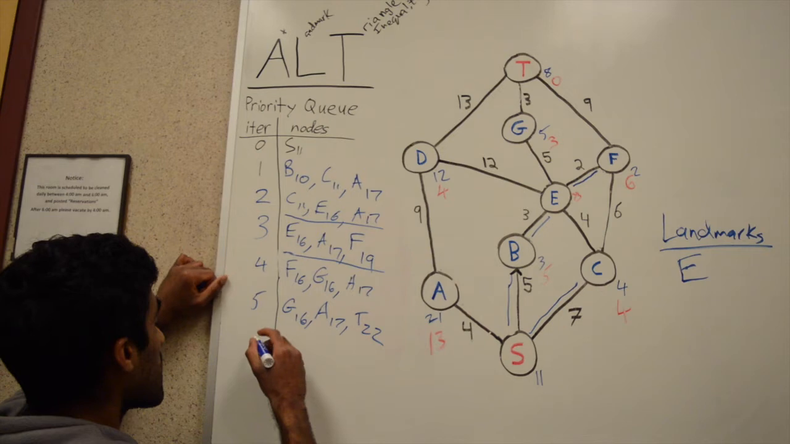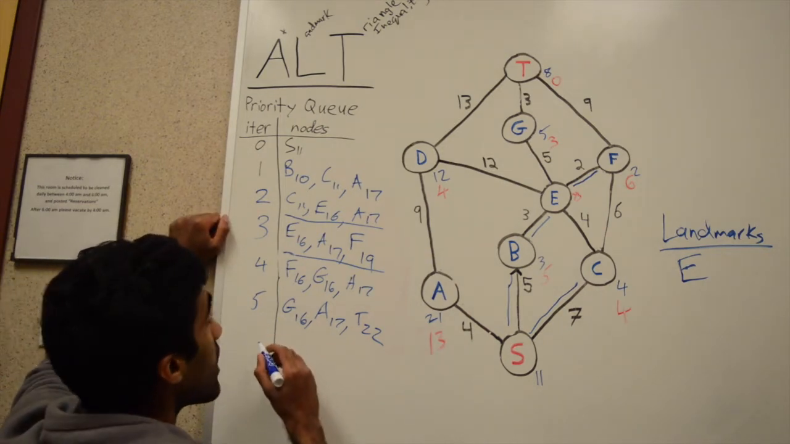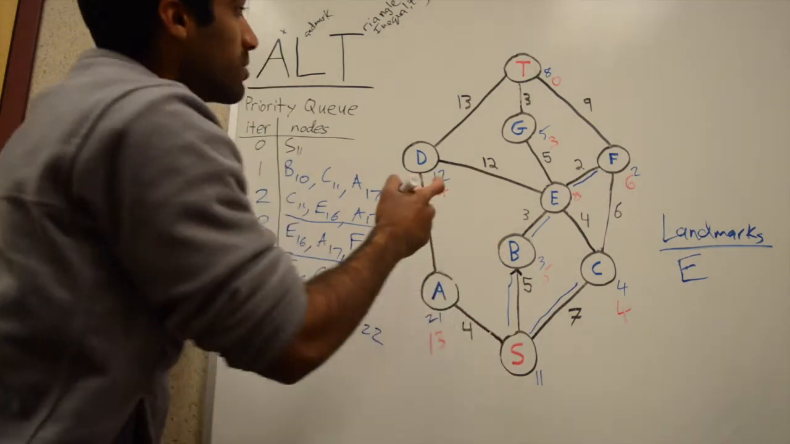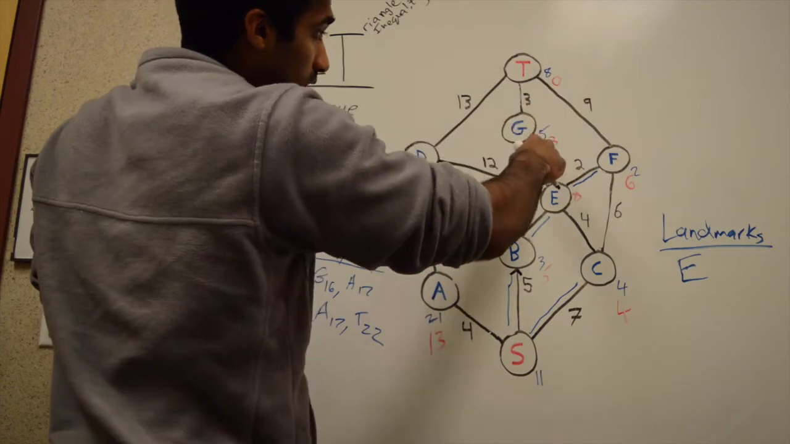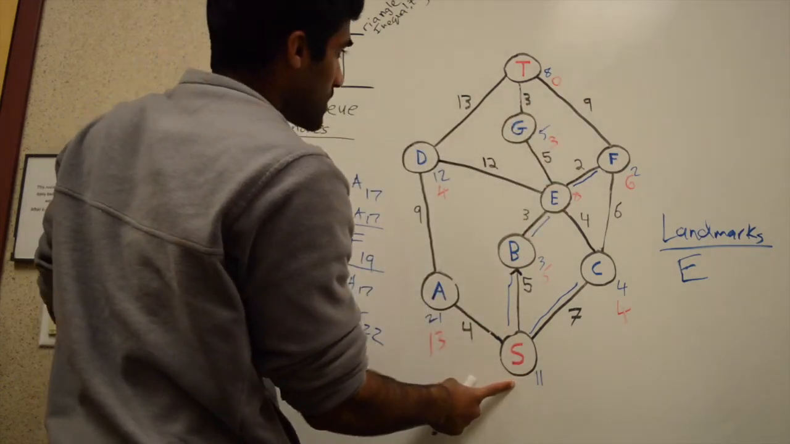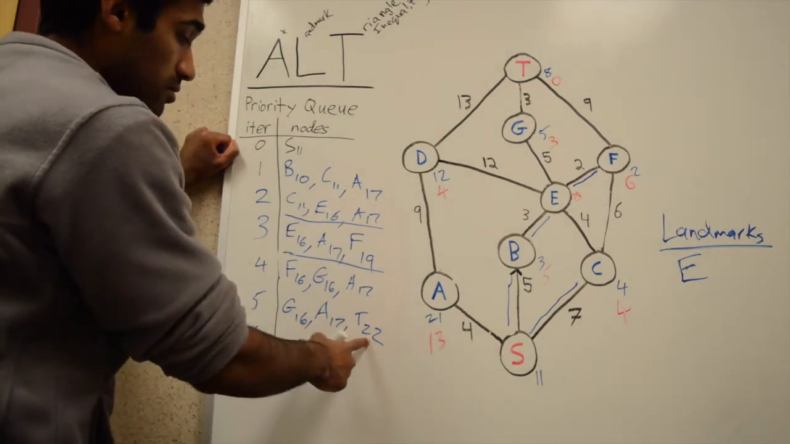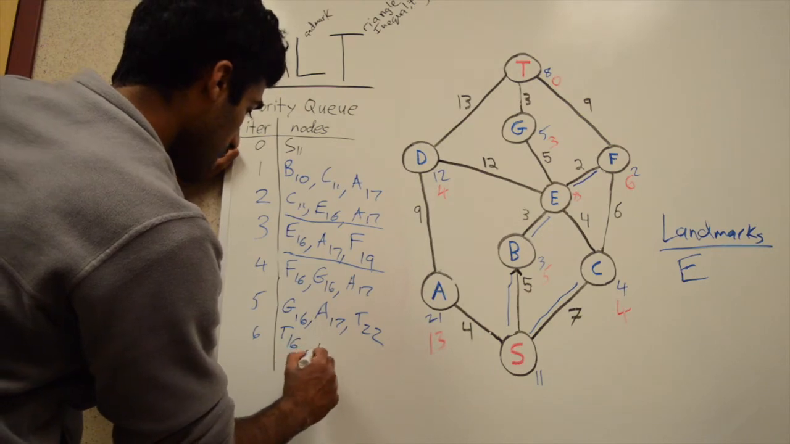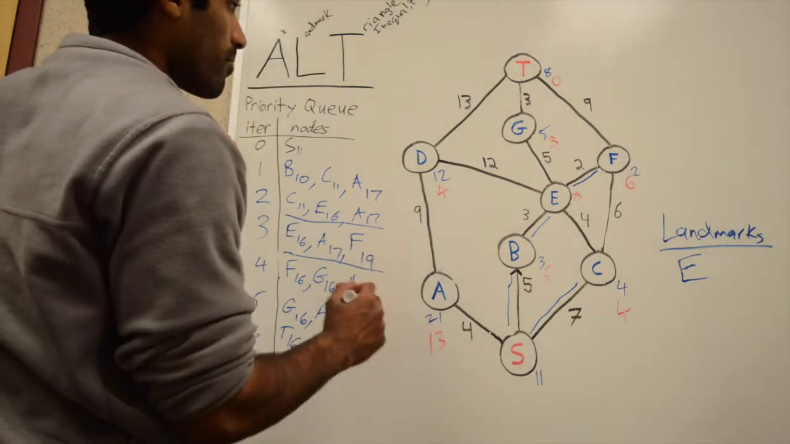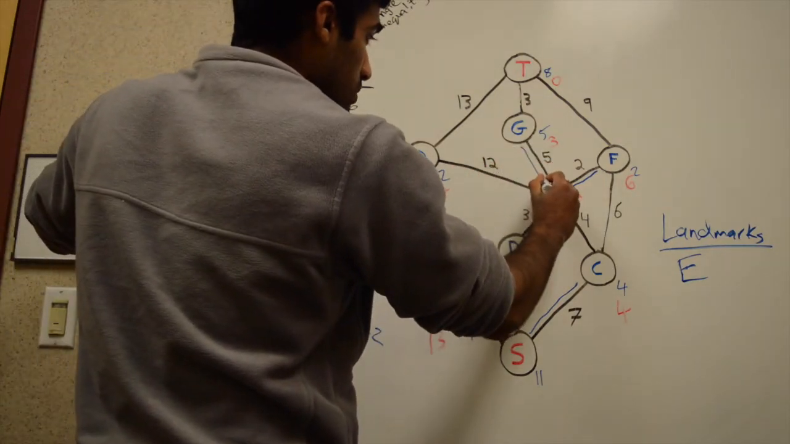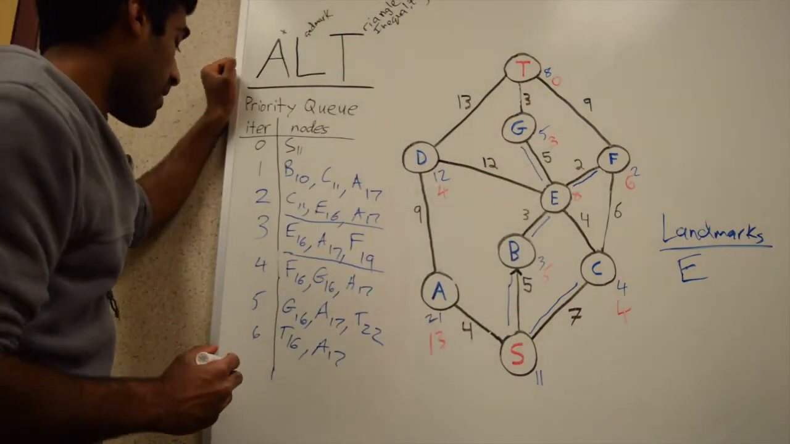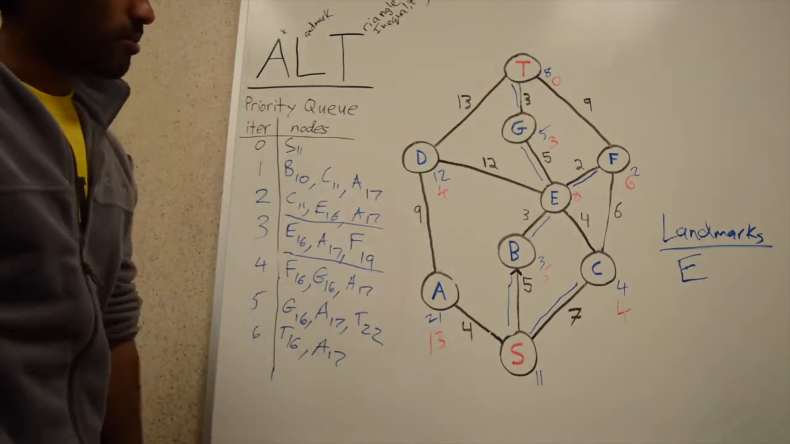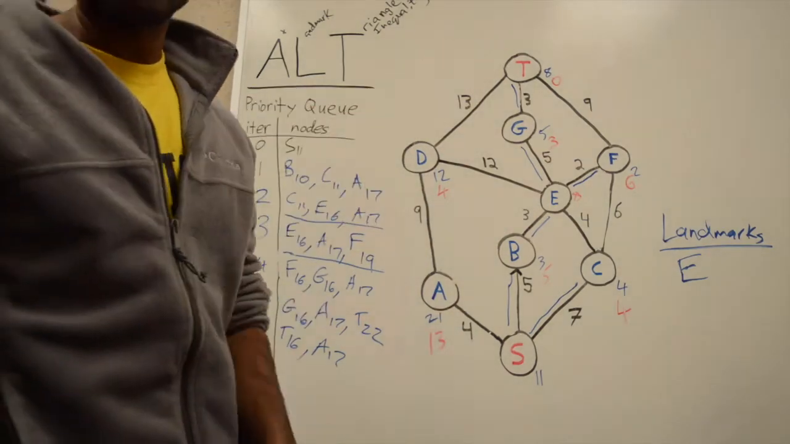Okay, now we're going to pop G off the queue, and G lets us examine T again. And this time T's value is going to be a heuristic 0 plus its distance from S, which is 16 in this case. And so we're going to update T's total value in the queue, and it's now going to be T of 16, A of 17. And then this edge will be examined, and then we'll pop T off the queue, at which point we would have found the shortest path from S to T in this manner.